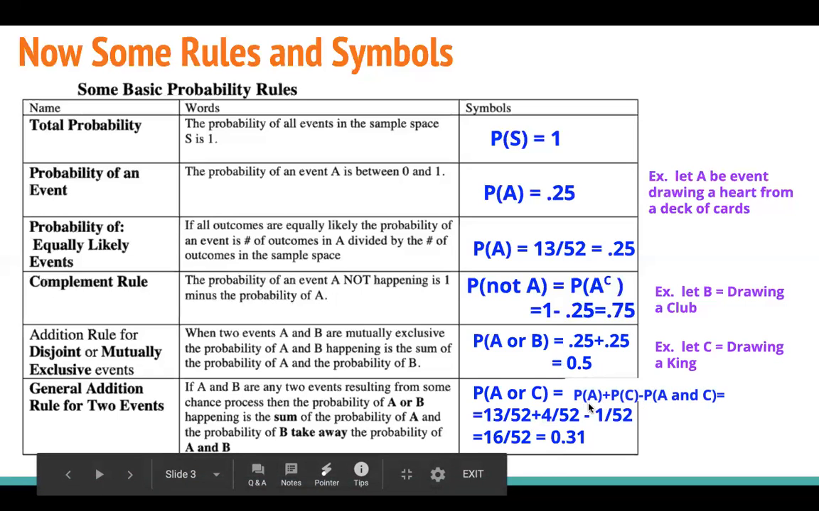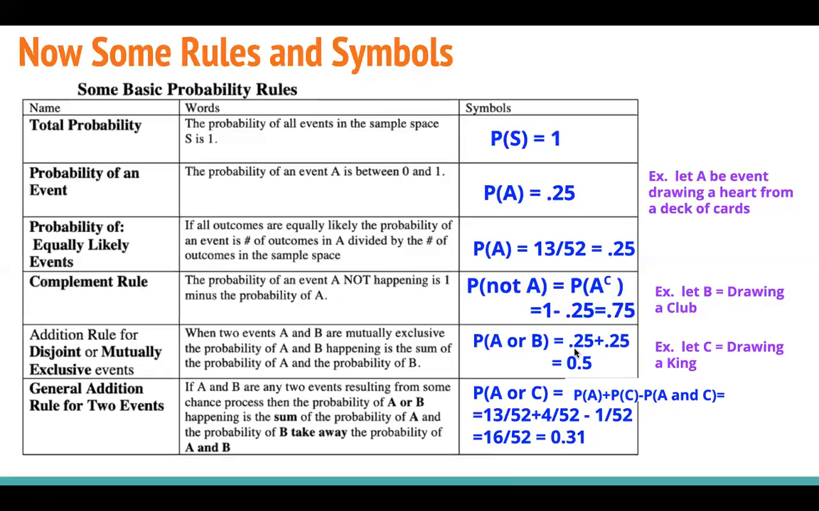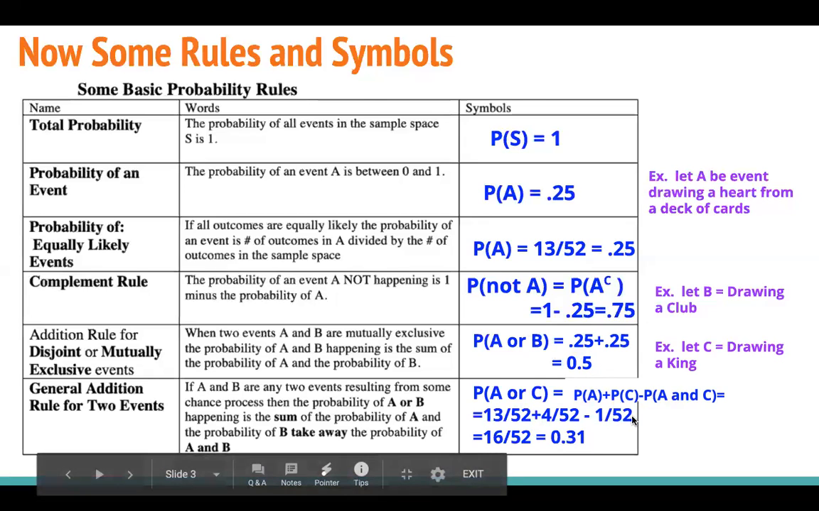Okay, and if I was to use symbols, the probability of A or C, I take the probability of A plus the probability of C, and then I subtract the overlap, the probability of A and C, because there is an overlap. In the example above, there was no overlap because I can't have a club and a heart, but I can have a king and a heart.